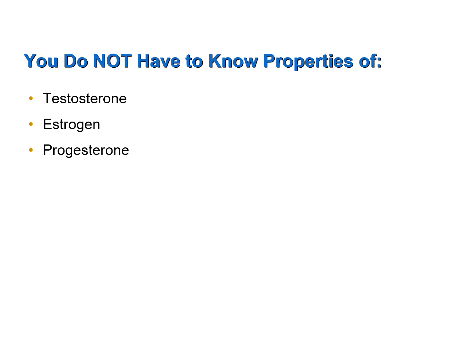Included in your hormones and their properties tables are the sex hormones testosterone, estrogen, and progesterone. You do not have to know the properties of these three hormones. I will not be covering them, and you can ignore them for the most part. You'll be covering these hormones in detail when you cover the reproductive system in AMP2.